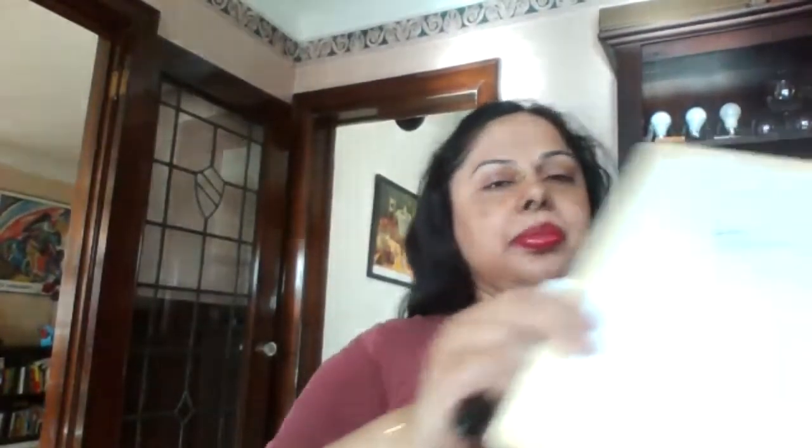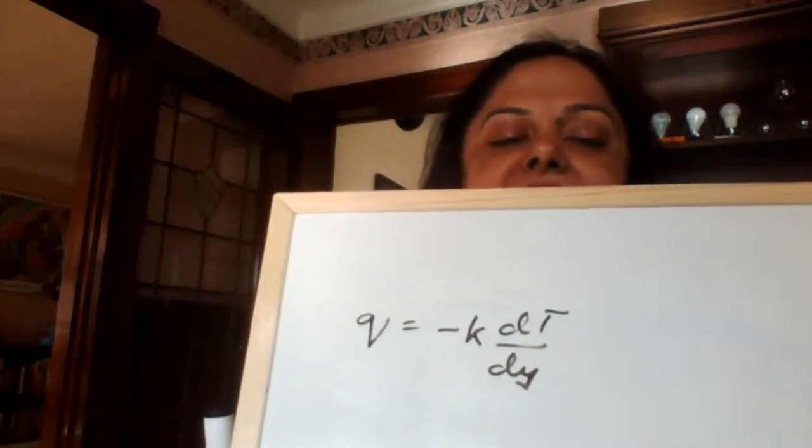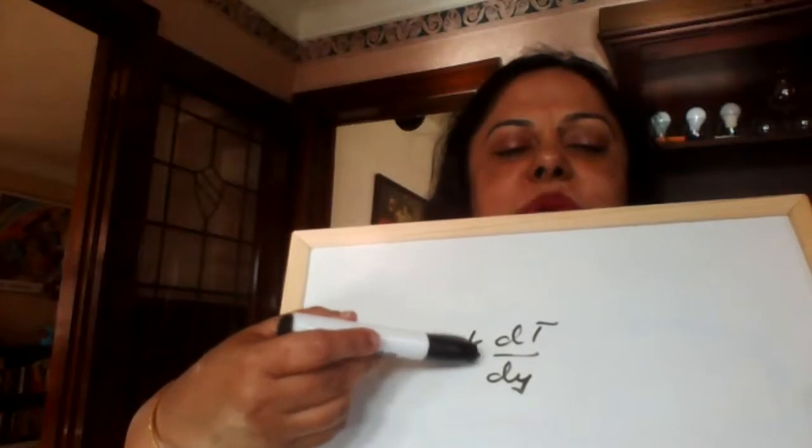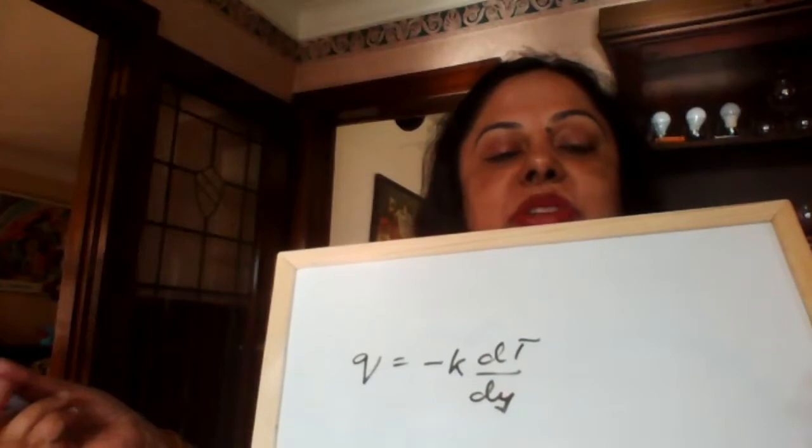Fourier's law of heat conduction: Q is equal to minus K dT by dy, where K is thermal conductivity. This is all found data. It's all in Bird, Stewart, and Lightfoot. So you would have to consider room temperature, right?